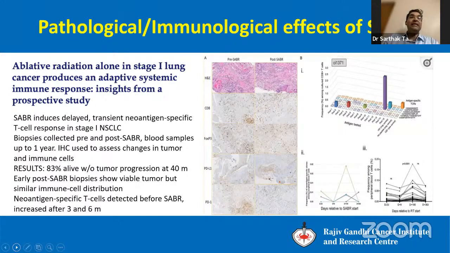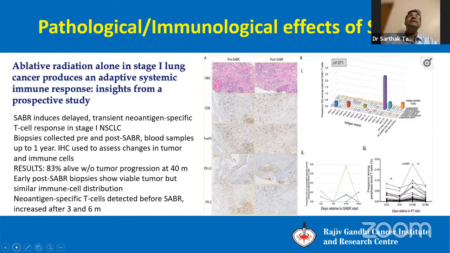There have been a lot of preclinical studies, and this is one of them. This was published just a month back, and it has shown that with ablative radiation doses in stage 1, there is a systemic T-cell response. And why is it important? I'm not talking about the abscopal effect. We all know that doesn't work.